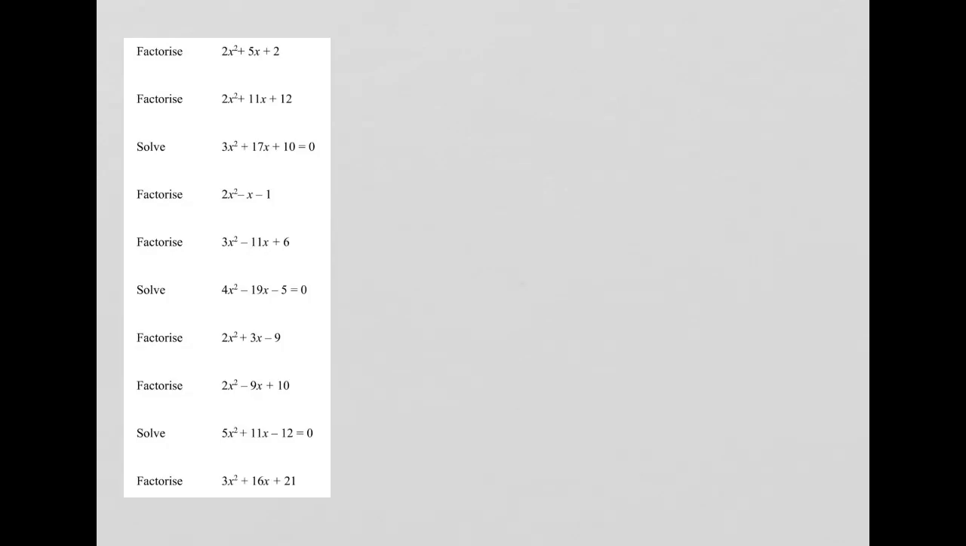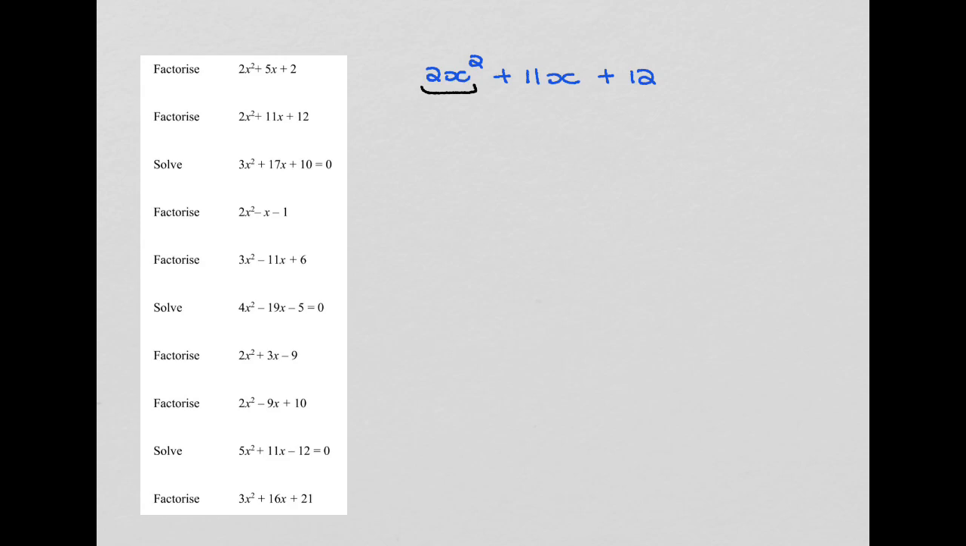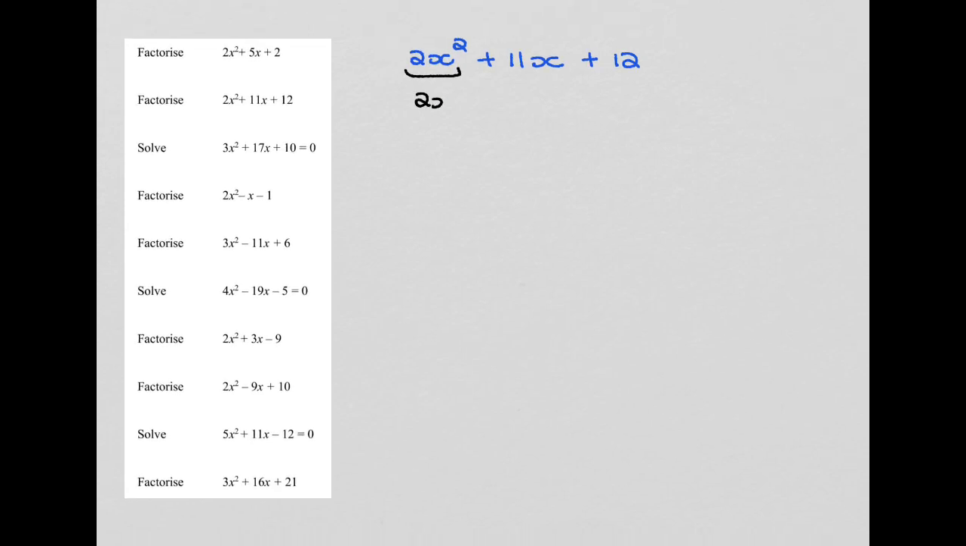Let's look at question 2. So I've got 2x squared plus 11x plus 12. So first I need the factors of 2x squared, which would be 2x and x. And now I need the factors of 12. And this is where you've got to think ahead a little bit. It could be 12 and 1. It could be 2 and 6. It could be 3 and 4. Or it could be 4 and 3. So there are a couple of different ways it could work.